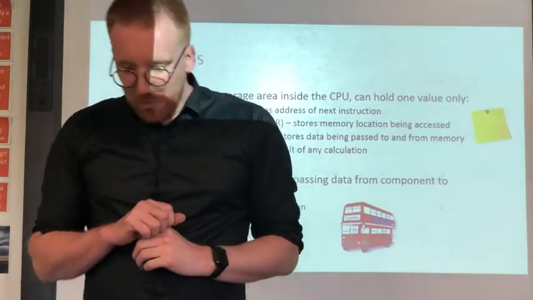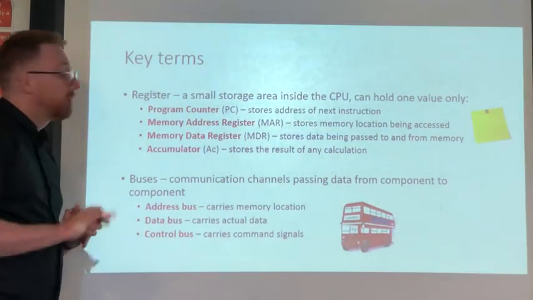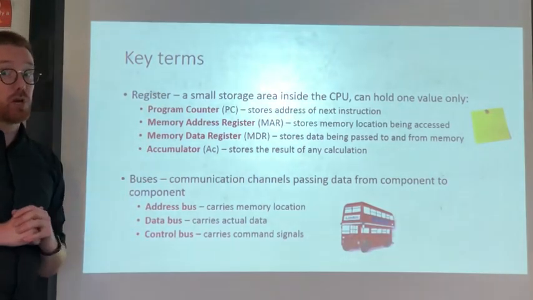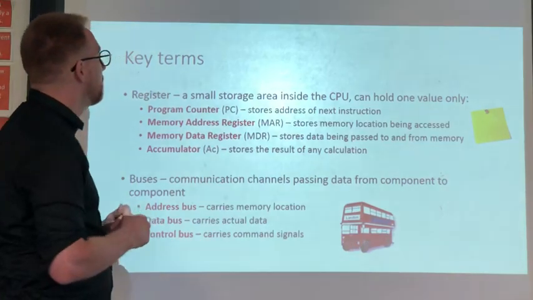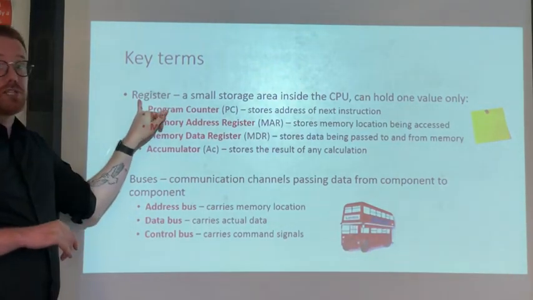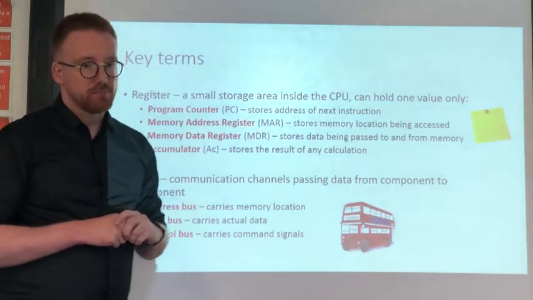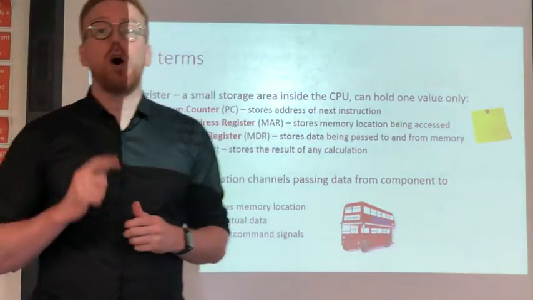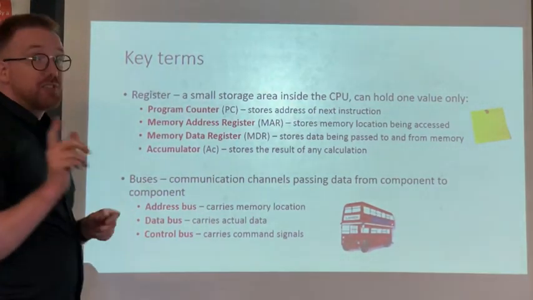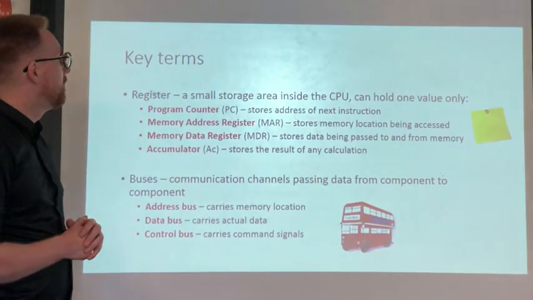So, we're going to now delve into the details of how the actual CPU works. But in order to do that, we're going to need to define a few more key terms. These key terms will crop up as we look at what these components do inside the CPU. First thing we need to define is what we call a register. Now a register is just a small storage area inside the CPU. And at any one time, a register can only hold one piece of data or one instruction. And the CPU will have several different registers, each register having a different purpose.